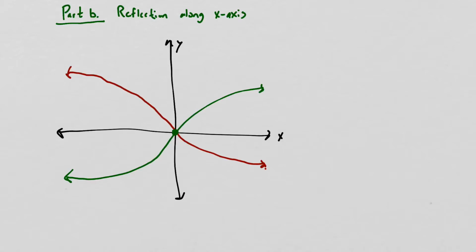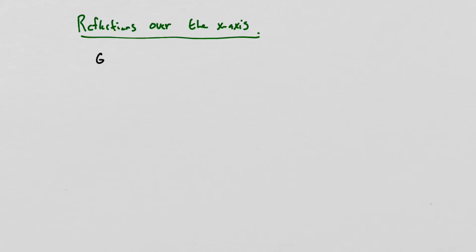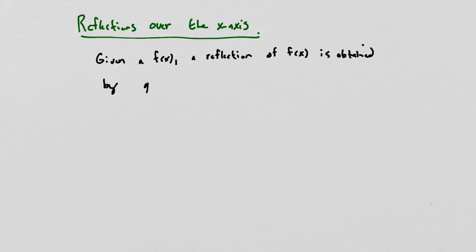Let's go ahead and summarize this algebraic expression on the next page. Again, given a function f of x, to reflect this function over the x-axis, we just multiply it by -1. Let's look at an example.